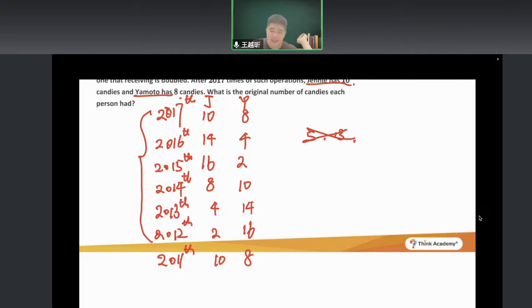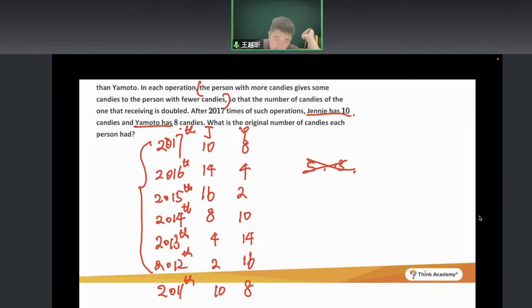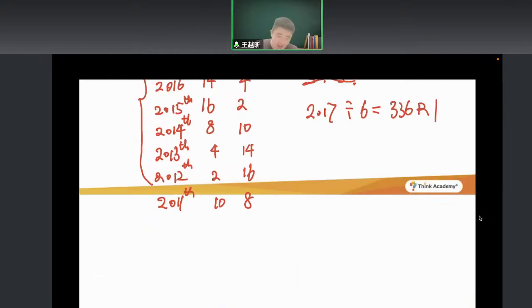6 times in a group. And we have 6 times in a group. So that means all we need to do is to find out how many groups are there. So divide by 6. This will be equals to 336, remainder 1. Okay, so that means after the first operation, it will be 10 and 8.